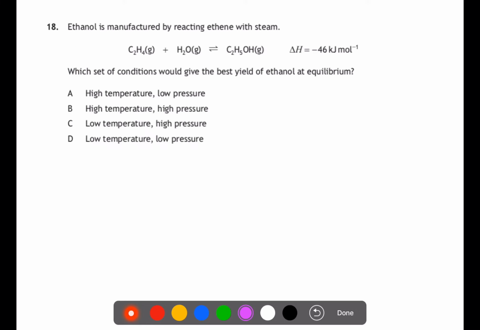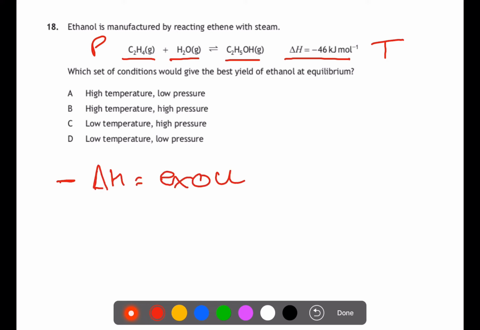Question 18. Ethanol is manufactured by reacting ethene with steam. Which set of conditions would give the best yield of ethanol at equilibrium? So here we're looking for temperature and pressure. So the enthalpy is what we will look at for temperature, and the number of moles of gas is what we'll look at for pressure. So a negative delta H value means this is an exothermic reaction. So this means that we give out heat.